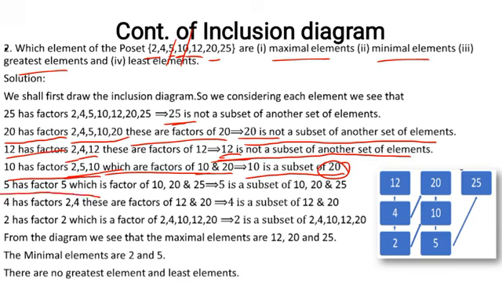5 is a factor of 10, 20, and 25, right? So it lies under them. So 5 is a subset of 10, 20, and 25. What of 4? 4 has factors.